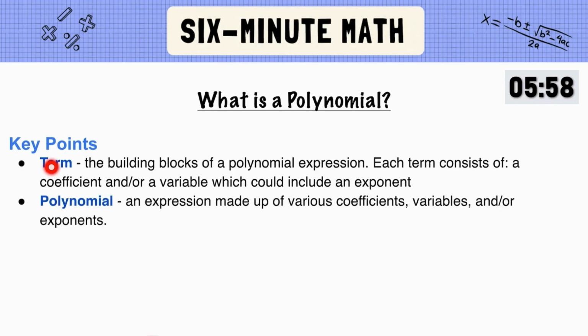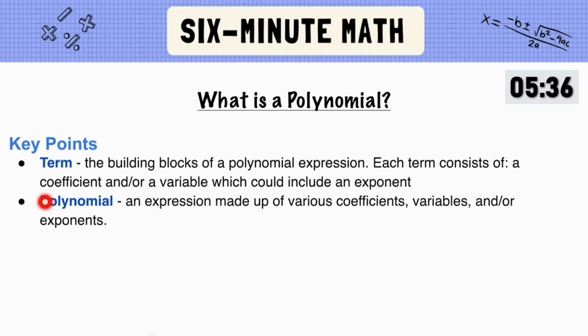Our key points when we are discussing what a polynomial is are a couple definitions. The first definition is a term. This is what I consider the building block of a polynomial expression, and each term consists of a coefficient and or a variable, and that variable could include an exponent.